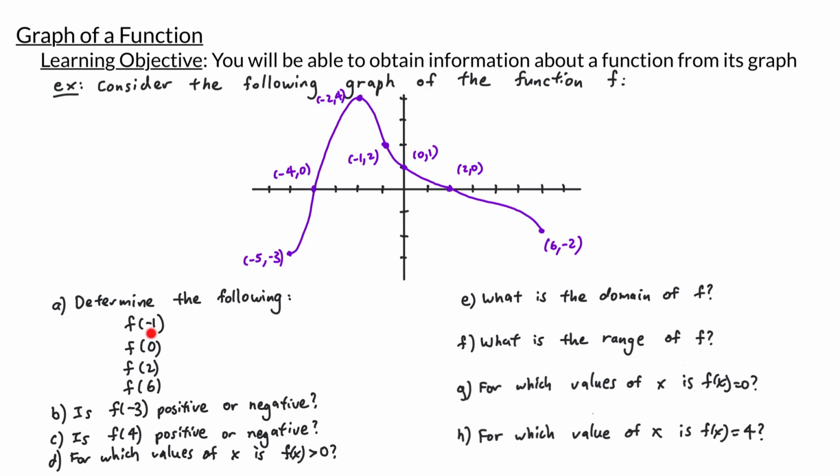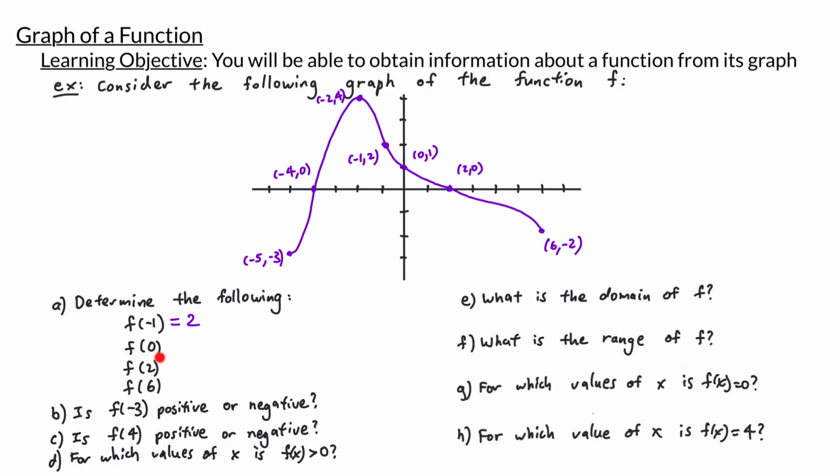Since the input is -1, we want to go to our graph where the x value is -1. We see that we have the following point on our graph, (-1, 2). Since 2 is the y-coordinate, that's the output that corresponds with the input -1. So f of -1 is equal to 2.